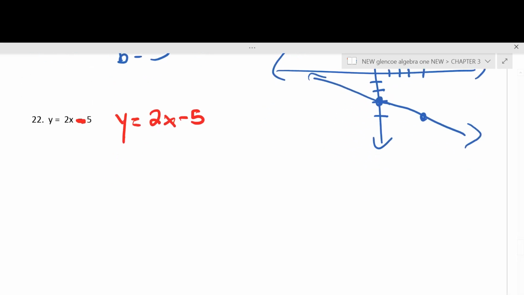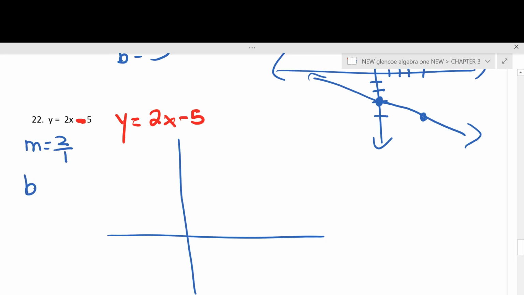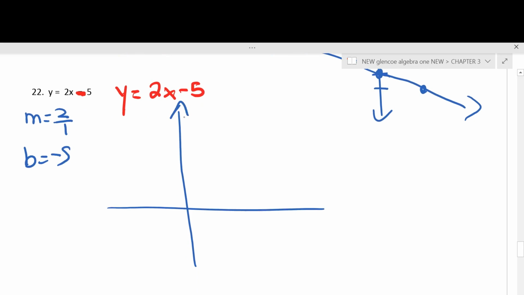And our last one, y equals 2x minus 5. M, my slope, is 2 over 1. B, my y-intercept, is negative 5. Go down 5. My slope is positive, so I'm going to come up 2 and over 1. And there's my line.